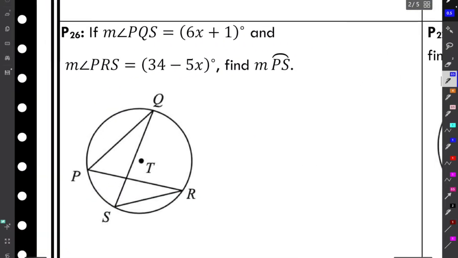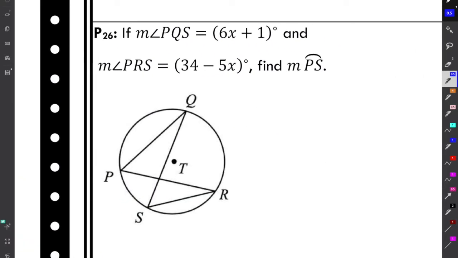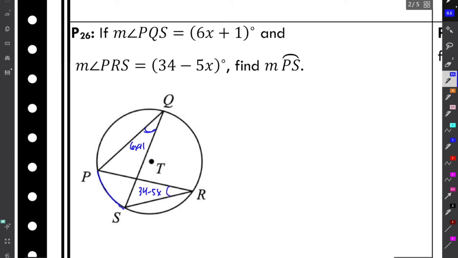Number 26. The measure of angle PQS, this angle right here, is 6x plus 1. And PRS is 34 minus 5x. So they both have the intercepted arc PS, which is what we're trying to find. Since they both intercept the same arc, we know that those angles are congruent. So we can set these two expressions equal to each other and solve for x first.